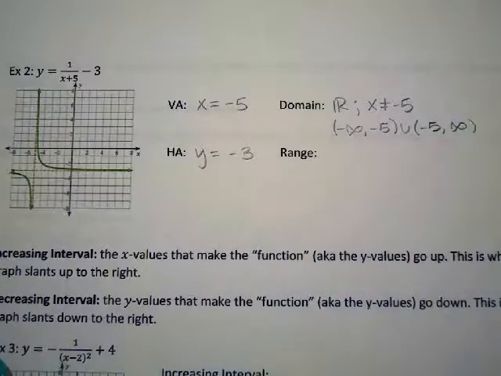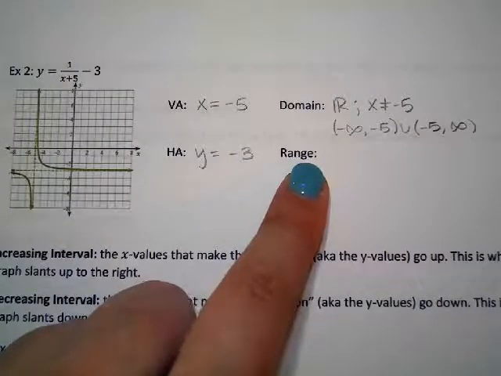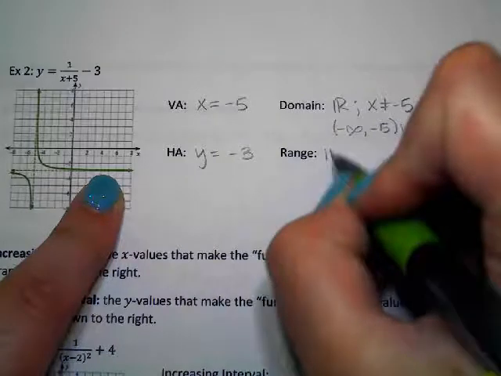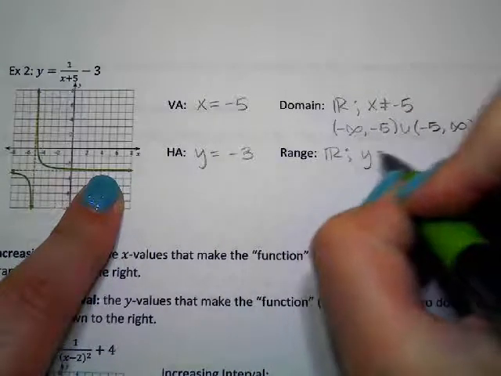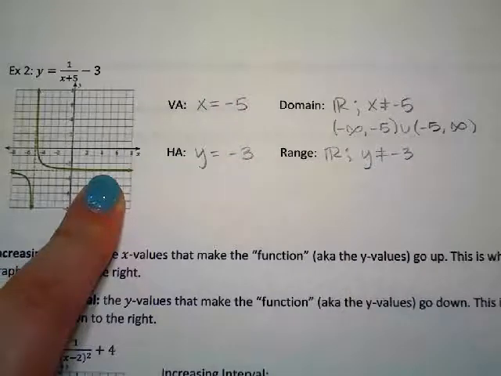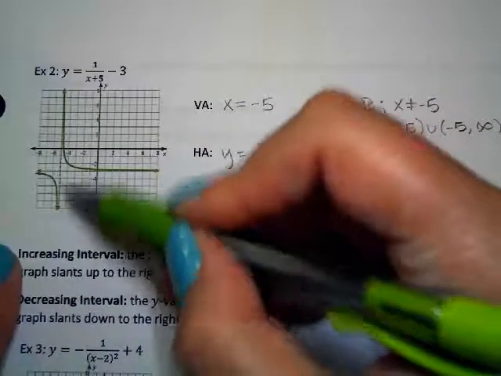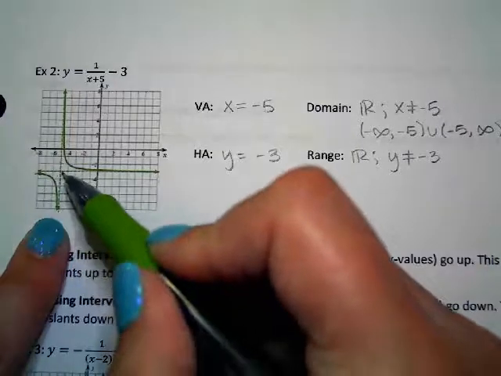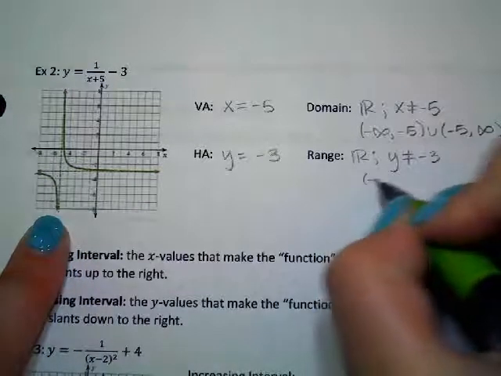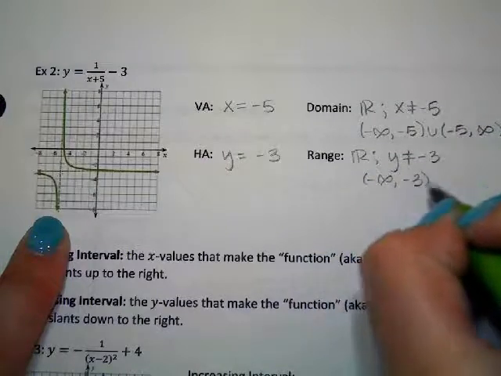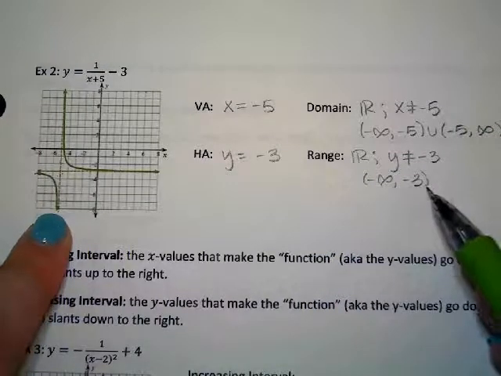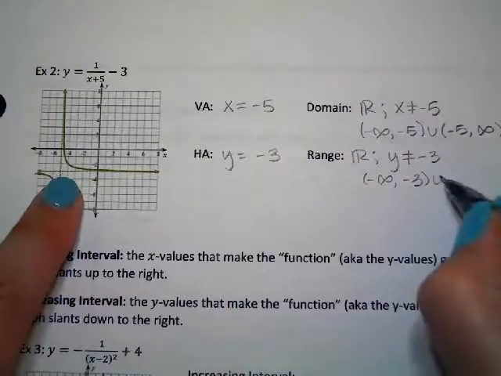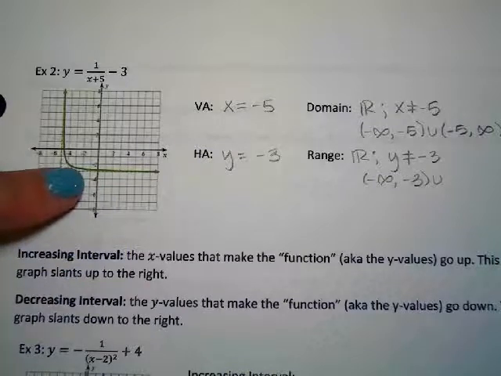Now my excluded value for the range is -3. I'm going to say for the range, y can be all real numbers, but y cannot be -3. So I'm going to do the bottom half of the graph and the top half of the graph. For the bottom half, I've got -∞ all the way up to -3, and I'm going to put a parenthesis because it cannot include -3. So -∞ up to -3. And then the top half of my graph is from -3 up to +∞.